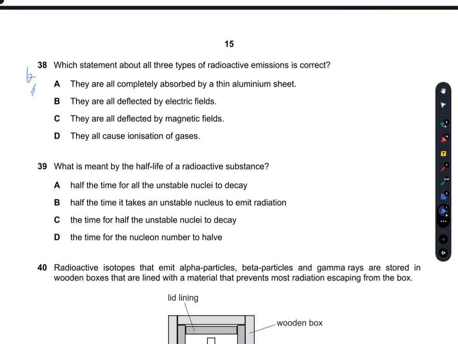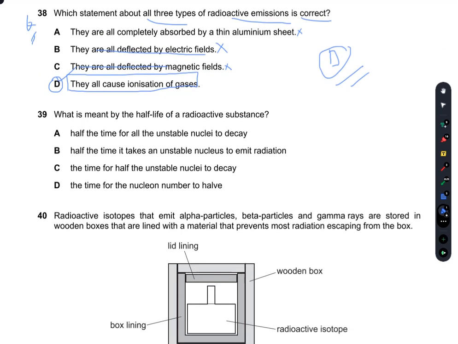Question number 38. Which statement about all the three types of radioactive emissions is correct? They are all completely absorbed by a thin aluminum sheet. No, some penetrate, some do not. They are all deflected by electric fields. Gamma radiations are not deflected by the electric fields. They are all deflected by magnetic fields. No, they are not deflected by the magnetic fields. Yes, they all cause ionization of gases. They all are ionizers of gases because of their high energy. So D is right.